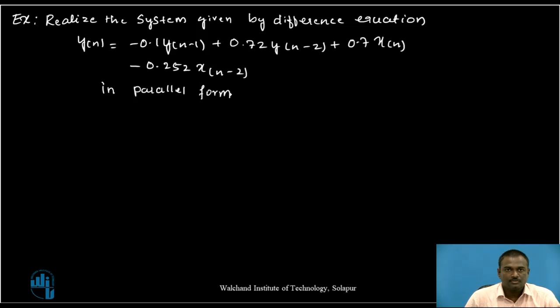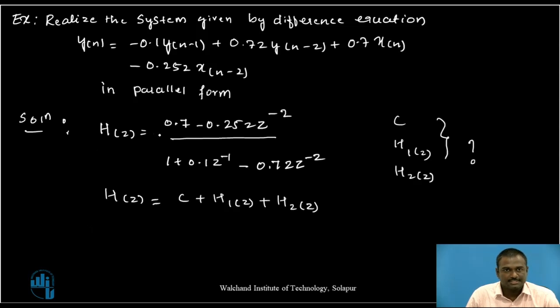Let us take one example here. Realize the system given by difference equation y of n is equal to minus 0.1 y of n minus 1 plus 0.72 y of n minus 2 plus 0.7 x of n minus 0.252 x of n minus 2 in parallel form. The system function is given as H of z is equal to 0.7 minus 0.252 z to the power minus 2 divided by 1 plus 0.1 z to the power minus 1 minus 0.72 z to the power minus 2. We know that H of z can be written as c plus H1 of z plus H2 of z.